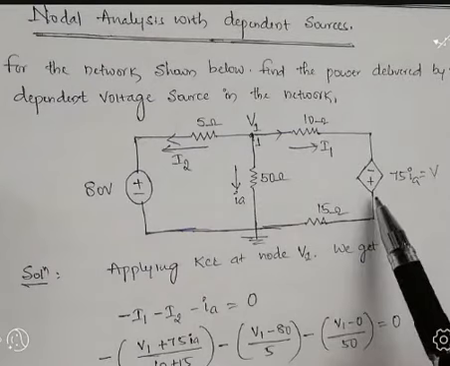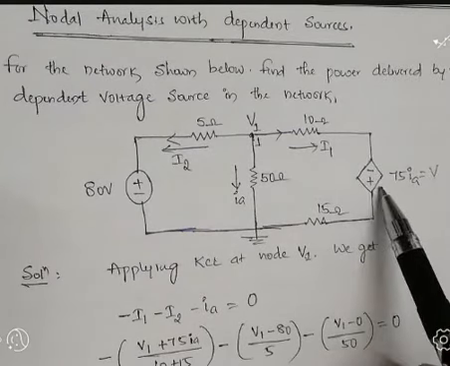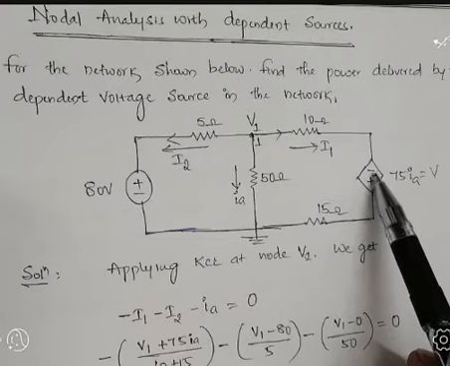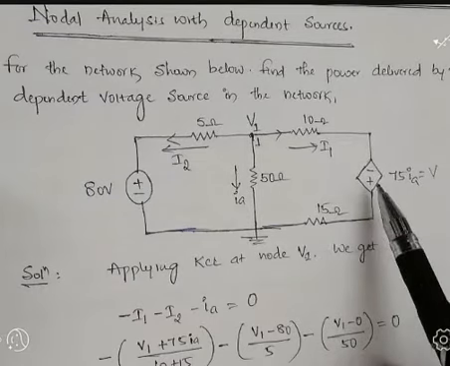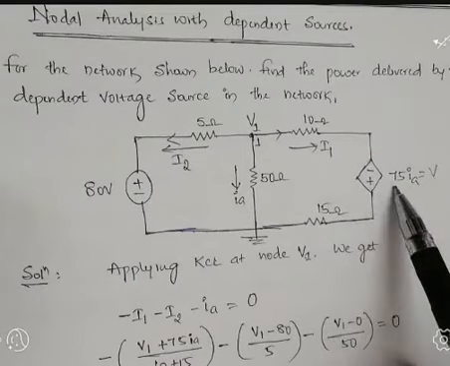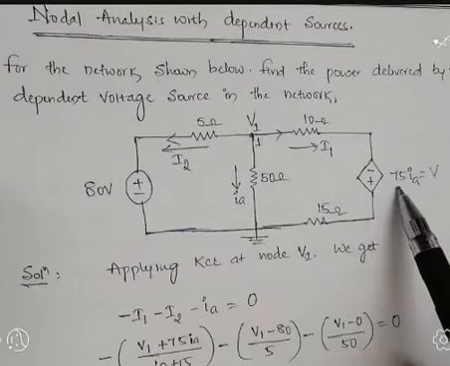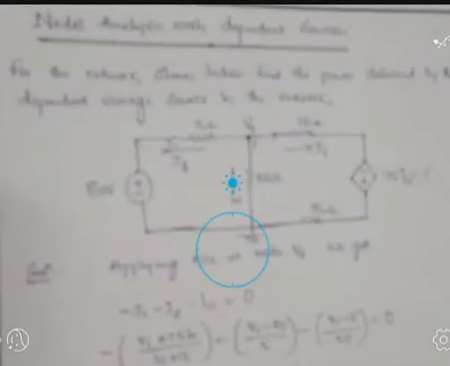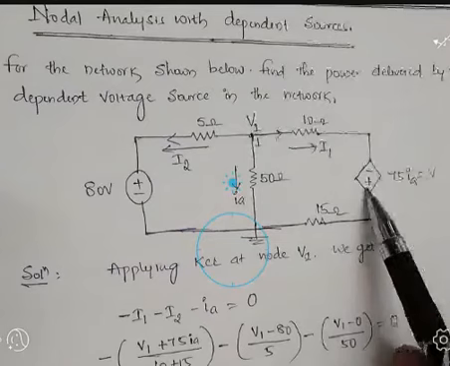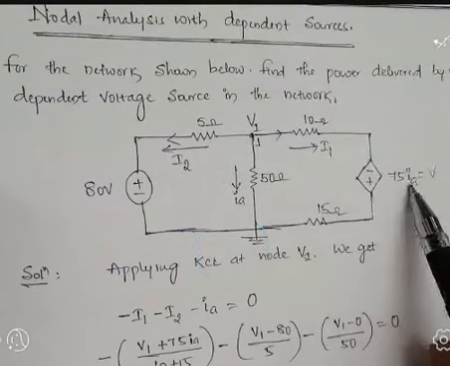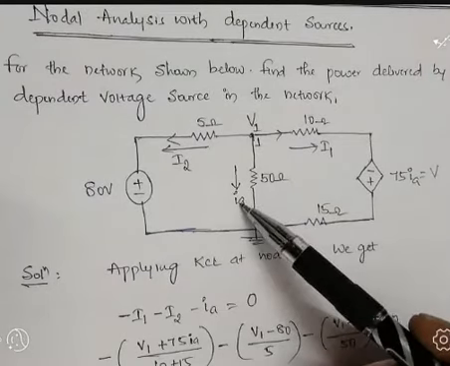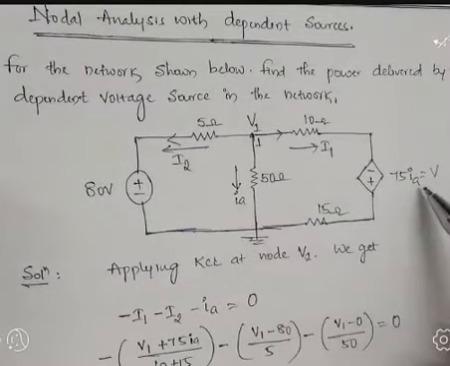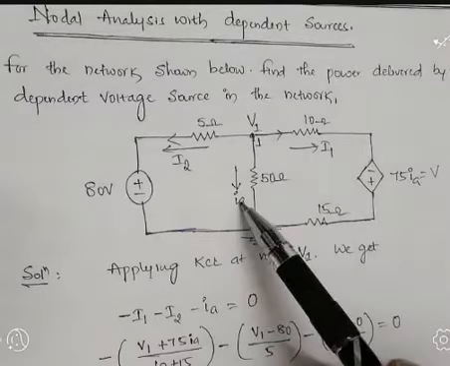In this network, we have a dependent source indicated by a diamond symbol. Inside the diamond symbol, minus and plus polarities are represented. Hence, it is a dependent voltage source. The value is represented as 75 I suffix A. Nothing but this is the voltage source, and it depends on the current IA. So the current IA is flowing through this branch. In order to calculate the value of this dependent voltage source, we must know the value of IA.